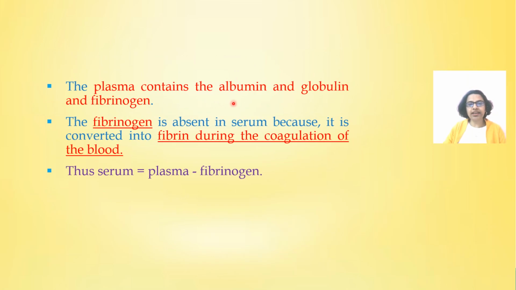The plasma contains albumin, globulin and fibrinogen. The main difference is that plasma consists of three components: albumin, globulin and fibrinogen. The fibrinogen is absent in the serum because it is converted into fibrin during the coagulation of blood. Once the blood has clotted, the fluid is known as serum. Thus, serum is equal to plasma minus fibrinogen. In the serum there is no fibrinogen; in the plasma there is fibrinogen.